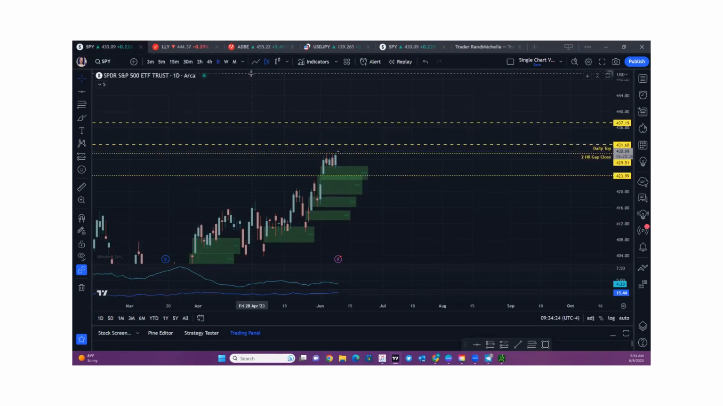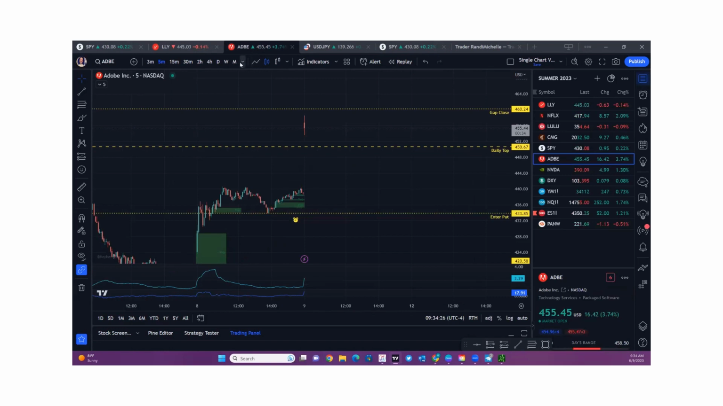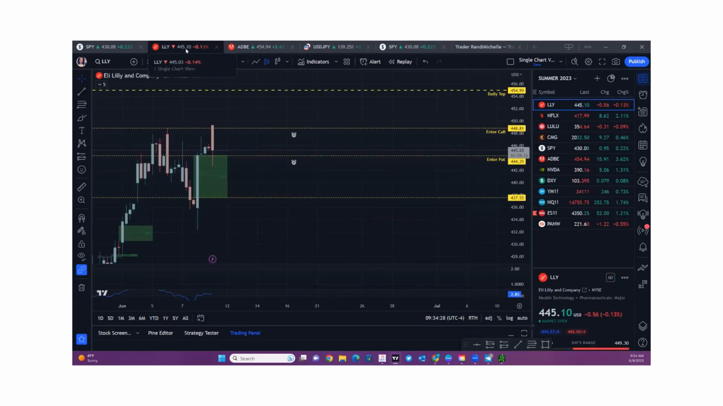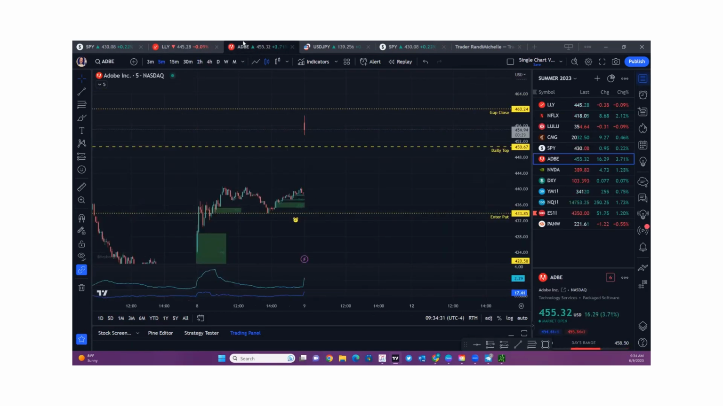Tandra, a zero DTE on Adobe? I'm sorry, I was looking at the ES thing. So the ES price is back to last year. This is August of last year highs, that 43.15. What do I think about Adobe?